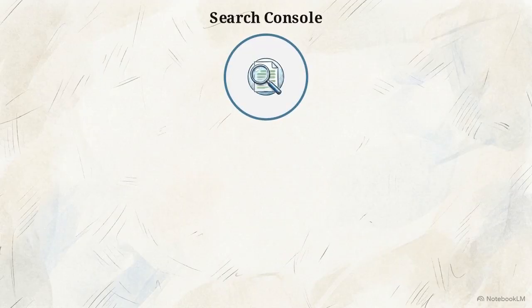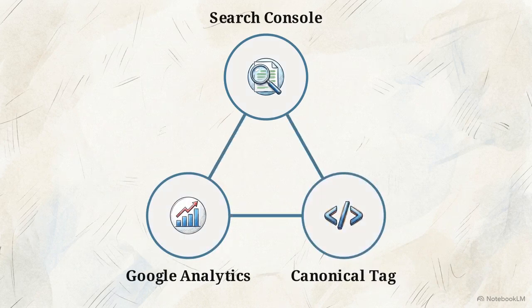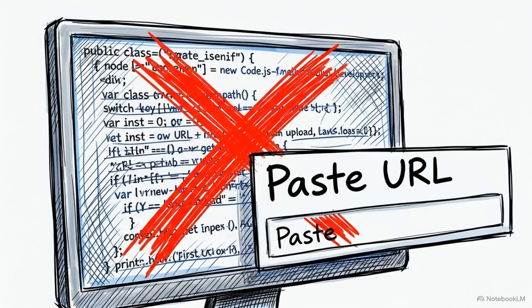Your microsite is now indexed by Search Console, connected to Google Analytics, and protected by canonical tagging. You have linked your page to professional data tools, and the entire setup takes less than 10 minutes. You achieved this advanced configuration without editing a single line of HTML.